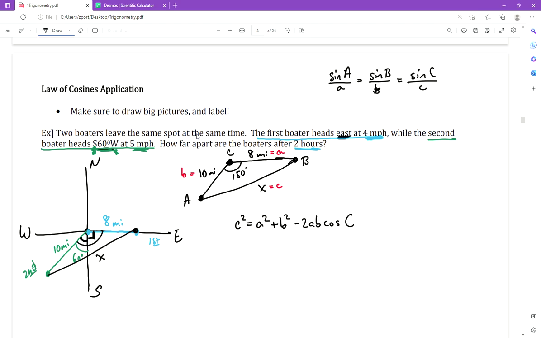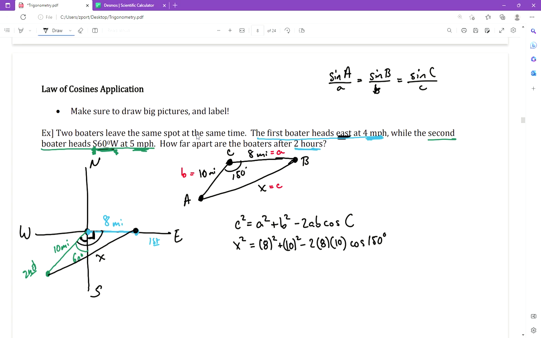All right, now that we've got it, we'll plug everything in. So I'm using x. You could keep it c. So x squared equals a squared, so that's 8 squared, plus b squared, which is 10 squared, minus 2 times a, which is still 8, times b, which is still 10, cosine of 150 degrees.